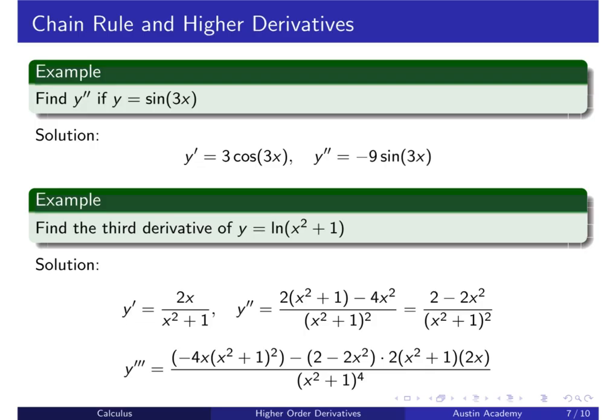Next example. Find the third derivative of y equals natural log of quantity x squared plus 1. Step 1. The first derivative is 2x over x squared plus 1. Step 2. The second derivative simplifies to 2 minus 2x squared over quantity x squared plus 1 squared. Step 3. The third derivative is a bit long, but it follows from the quotient rule and product rule. You'll see it fully expanded on screen.